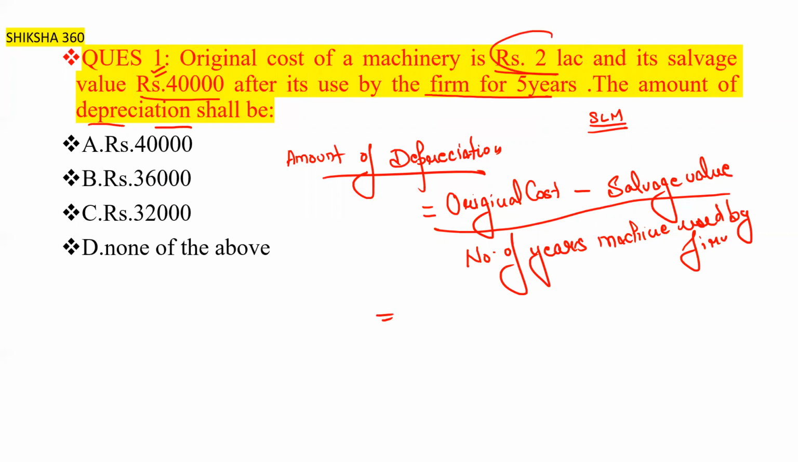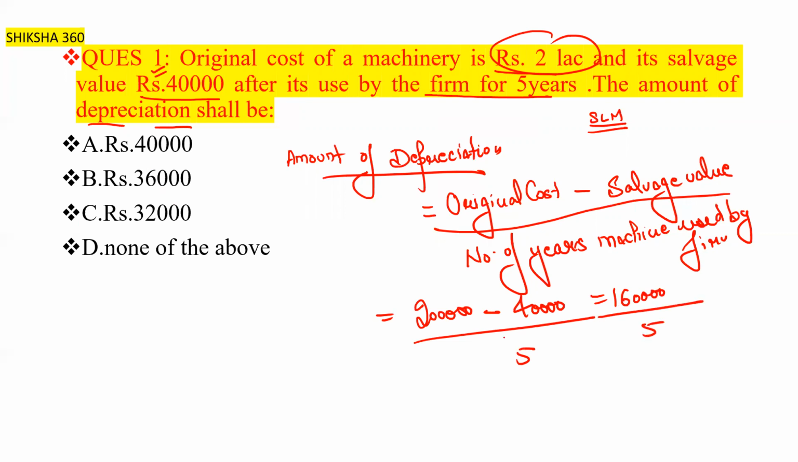So original cost here is 2 lakh minus salvage value 40,000. For how many years will they use it? That is 5 years. So 1,60,000 upon 5 comes out to 32,000. So the amount of depreciation in this case is 32,000.